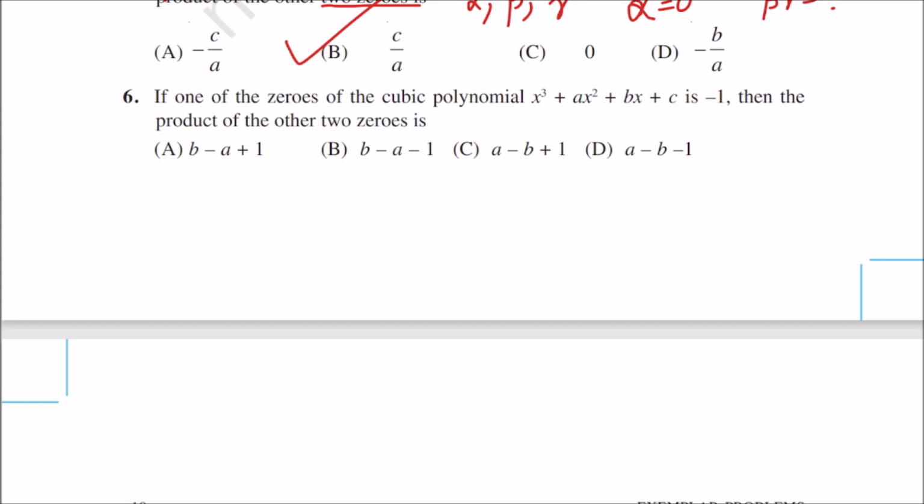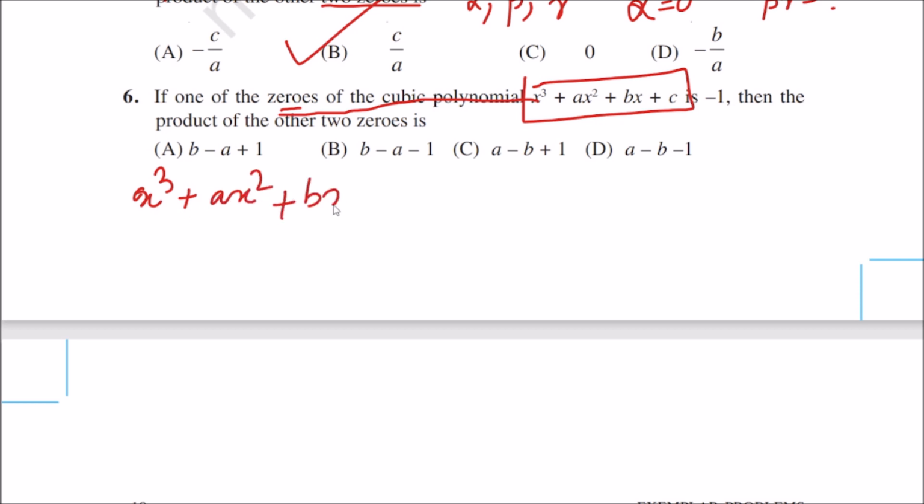Next is question number 6. Question number 6 is a very tricky question. So be mindful. The product of one of the zeros of the cubic polynomial. The cubic polynomial is given in a different way. It is given as x cube plus ax square plus bx plus c.